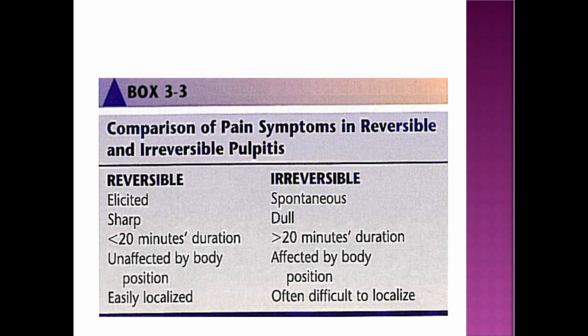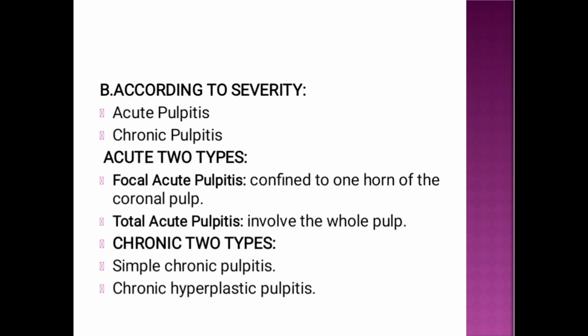Okay, some comparison again. Reversible: elicited by a stimulus, sharp, lasting less than 20 minutes, an affected pulp, easily localized. Irreversible: spontaneous, dull, more than 20 minutes, affected by body position, and difficult to localize. Then there is the classification into acute and chronic pulpitis. We will discuss it, inshallah.